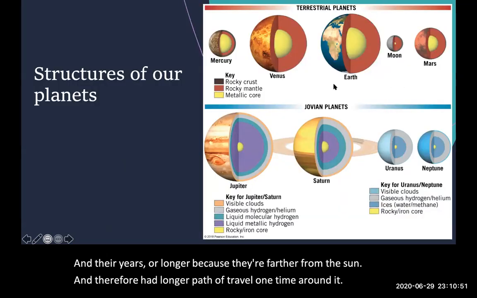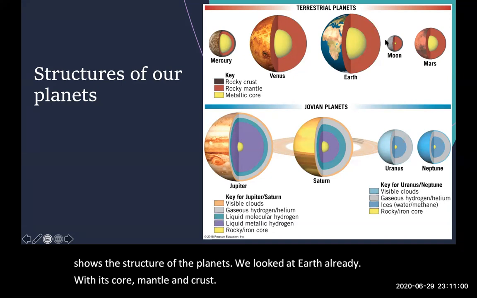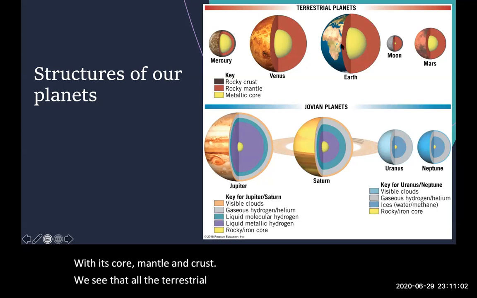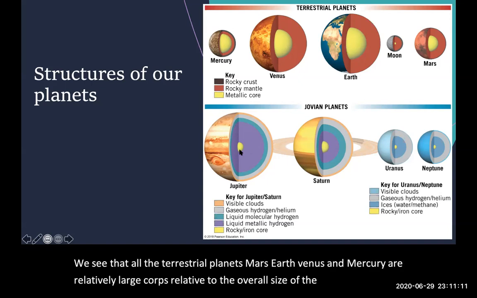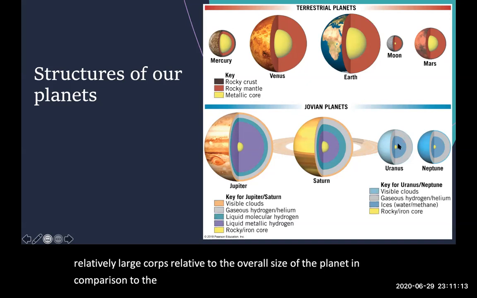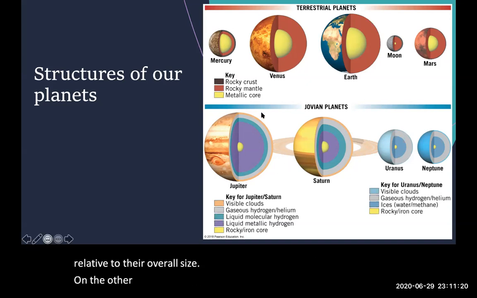This illustration shows the structure of the planets. We looked at Earth already with its core, mantle, and crust. We see that all the terrestrial planets, Mars, Earth, Venus, and Mercury, have relatively large cores relative to the overall size of the planet in comparison to the Jovian planets whose cores are significantly smaller relative to their overall size. On the other hand, they have very thick atmospheres.